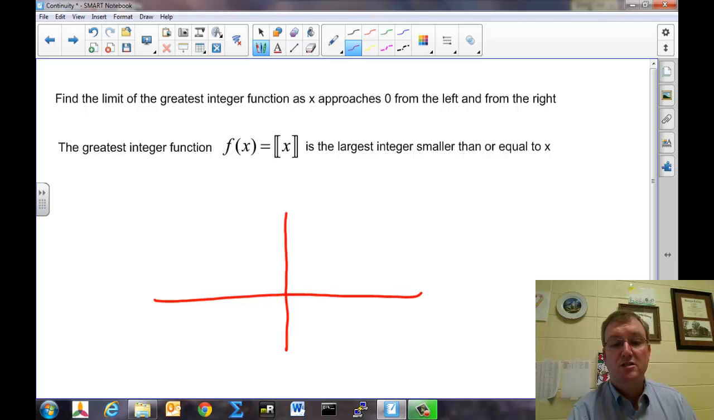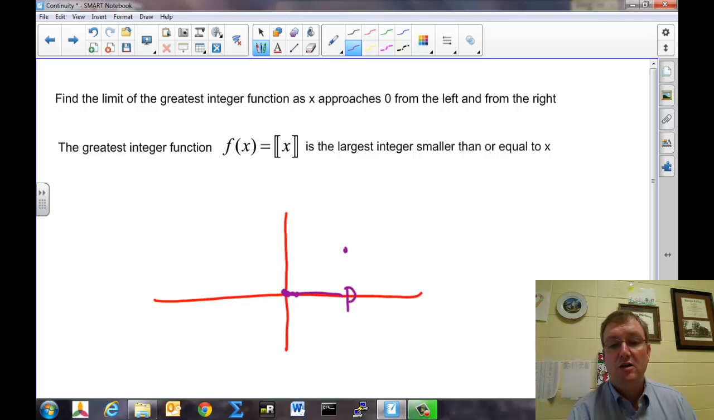So let's just start off by plotting some points. When x is 0, then the function is 0. What about when x is 0.1? The largest integer smaller than 0.1 is still 0. What about 0.2? It's still there. What about at x equals 1? At 1, suddenly we're going to jump up here to this number. So the graph should look something like this.